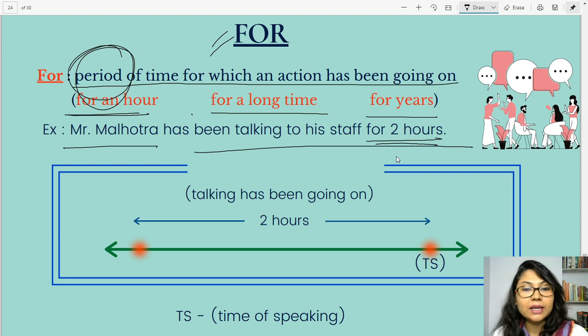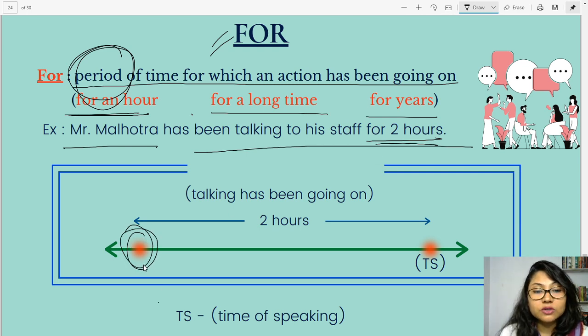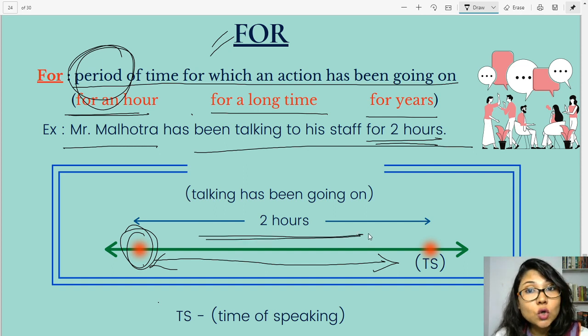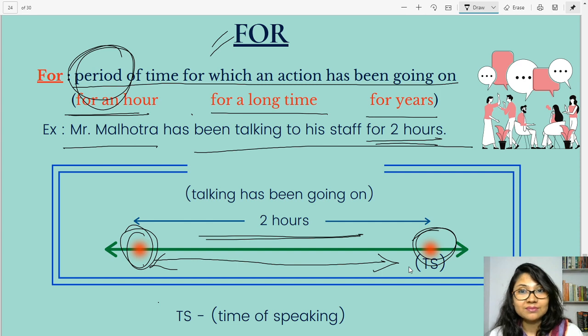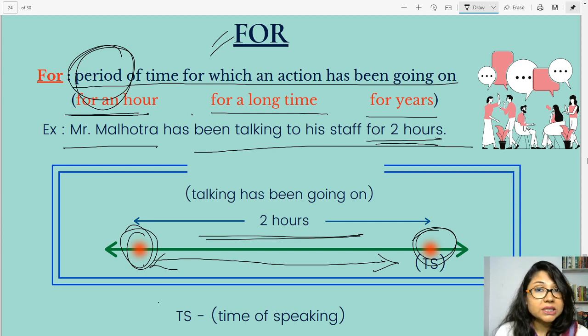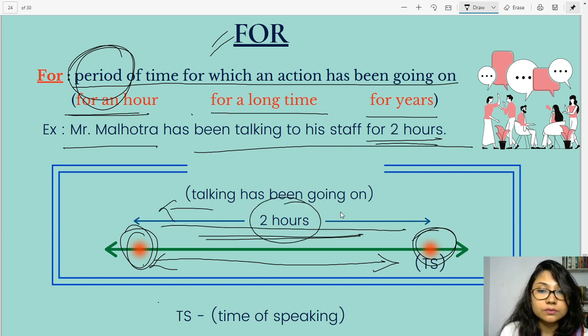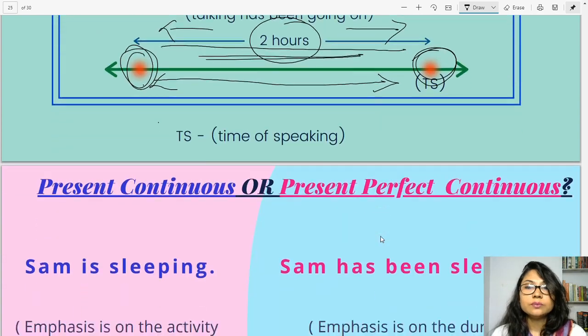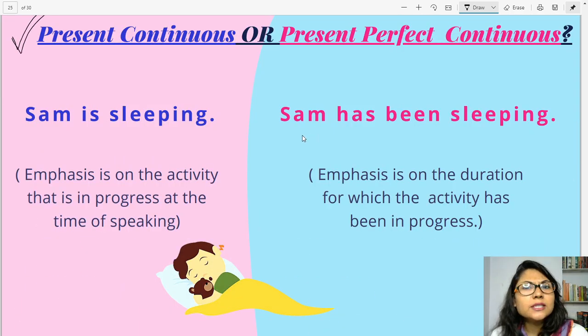Let's put it on the timeline. Here, Mr. Malhotra started talking. Now, my focus is on the whole time. That is, the whole period of time, 2 hours. Mr. Malhotra has been talking. And this is the time of speaking. Okay? In the previous one, since it was that particular point at which he started talking. But here, it is the period of time, that is 2 hours, throughout. Clear? Let's move on. Present continuous or present perfect continuous. Okay, let's understand the difference.